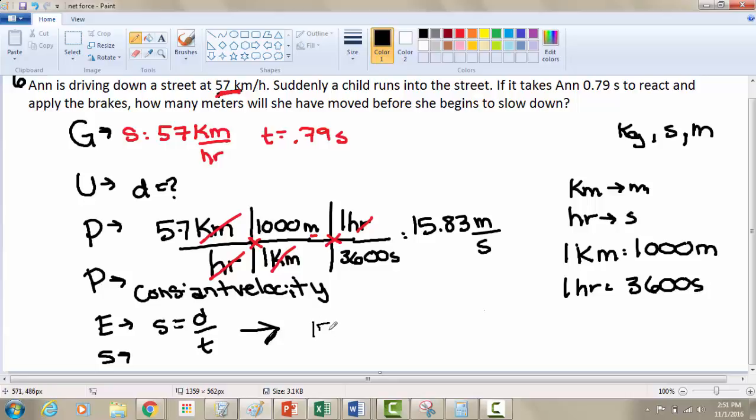So that's the unit that I want to use in my equation. So I'm going to put 15.83 equals a distance, which is what I'm solving for, so I leave that as a variable, divided by the time of 0.79 seconds. To solve this, I'm going to multiply both sides by 0.79. So on the right side of my equation, the 0.79's cancel, and I am left with 12.51 meters as my answer. And that's it.